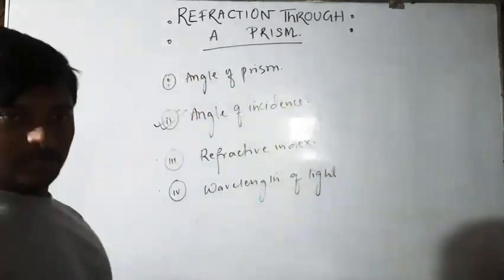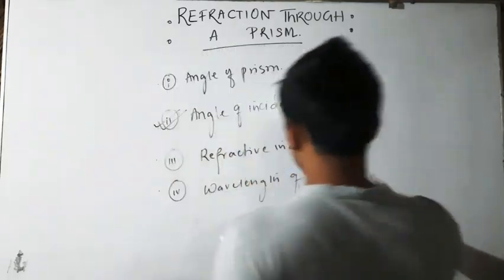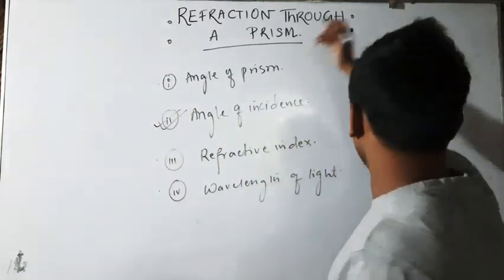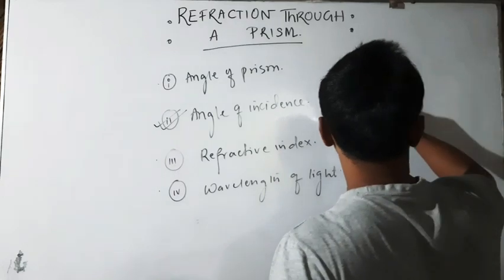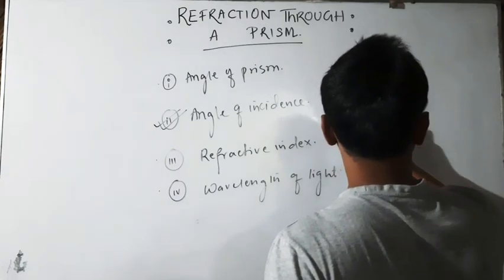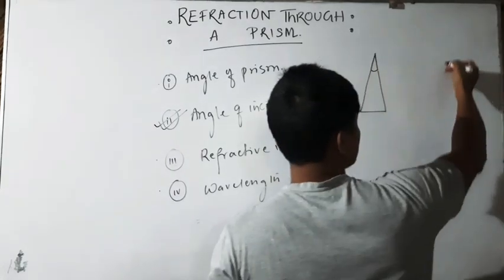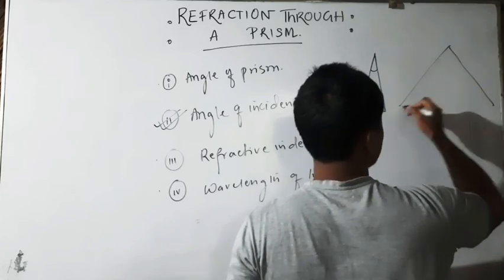First of all, angle of prism. For this part, we will be drawing certain diagrams. Like for angle of prism, say I have taken two particular prisms, one with a very small angle of prism and another with a wider angle of prism.